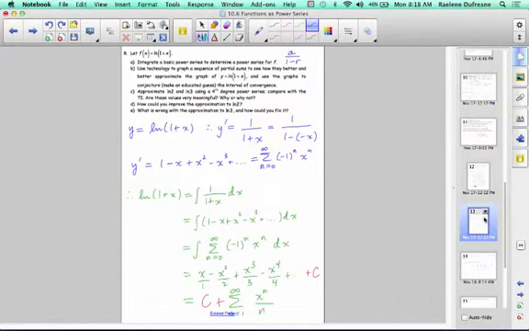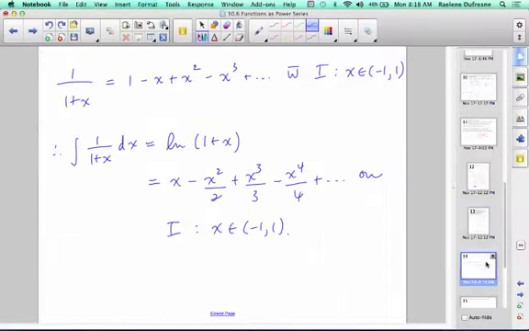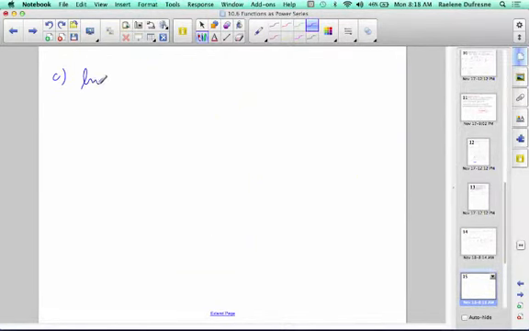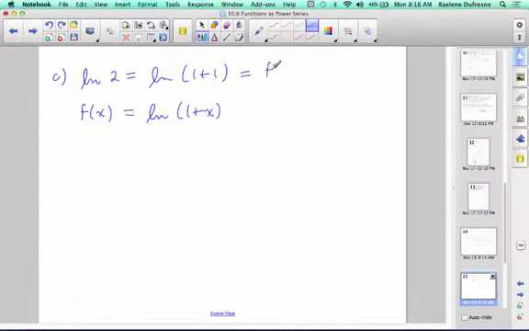And now in part C, it says to approximate the ln of 2 and the ln of 3 using a 4th degree power series. And we want to compare with the TI values. And are these values very meaningful? Why or why not? Well, if we take a look in part C at the ln of 2, we know that it has to be the ln of 1 plus 1. So we are taking our function f of x equal to ln of 1 plus x, and we are substituting x equal to 1.